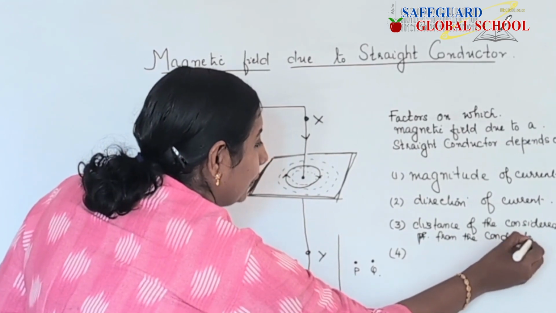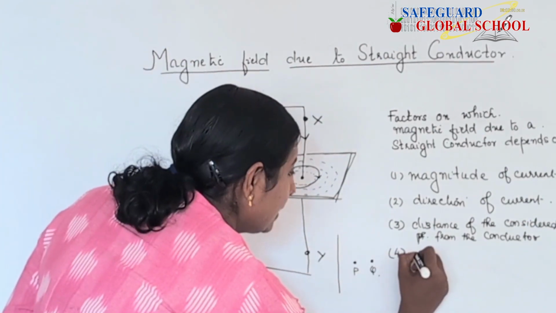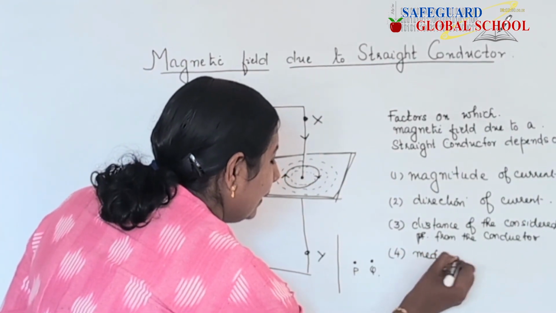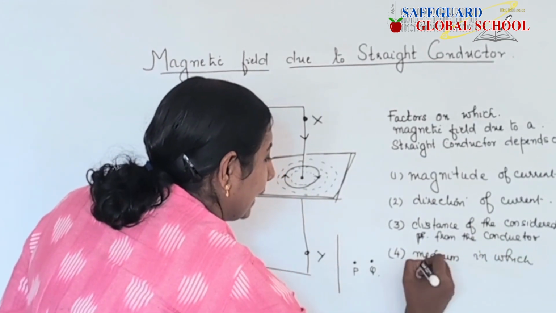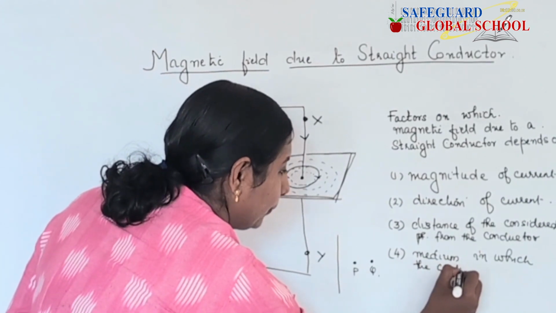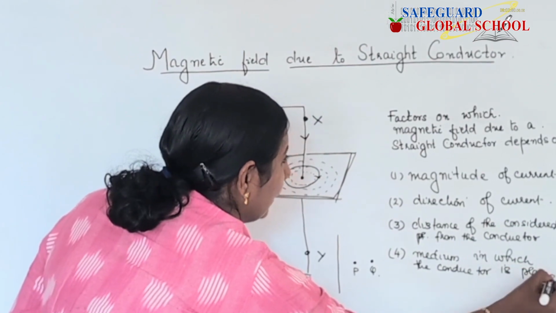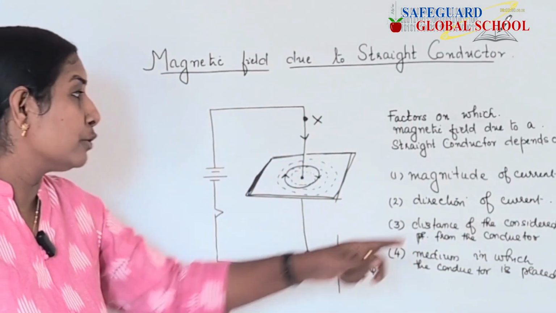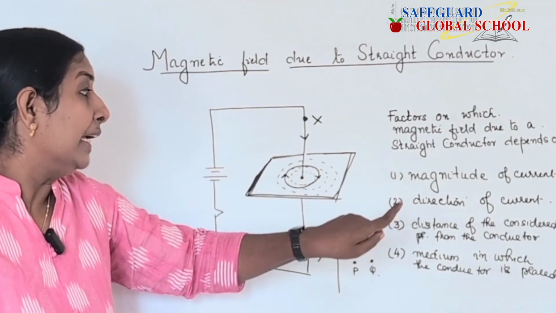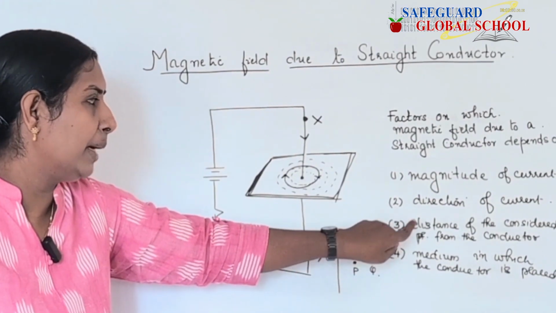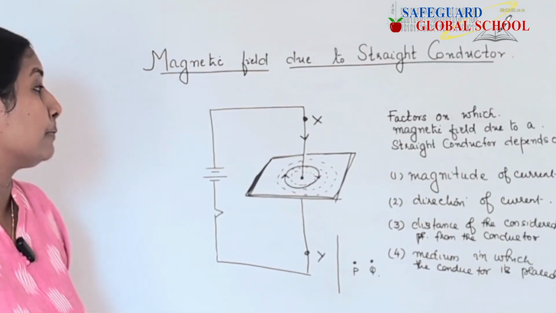And of course, it depends upon the medium in which the conductor is placed. This is an extra point which is not given in your textbook. So, what are the factors on which the magnetic field due to a straight conductor depends? It depends upon the magnitude of current, the direction of current, the distance of the considered point from the conductor, and the fourth point is the medium in which the conductor is placed.